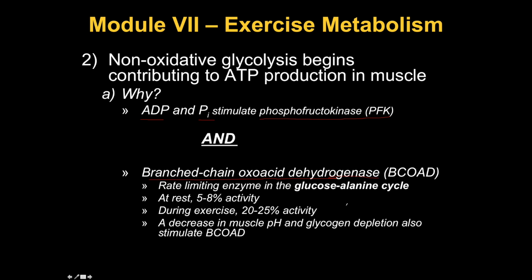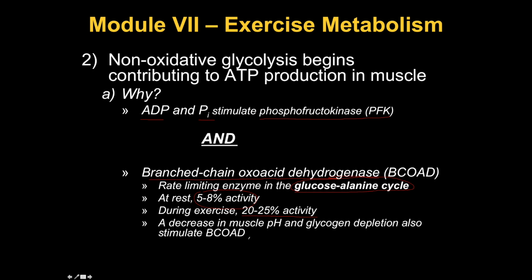This is a very important enzyme that's going to regulate the use of branched-chain amino acids, which are a part of the glucose-alanine cycle, which I've got a diagram of on the next slide. If you recall, we do utilize amino acids for ATP production at rest from the branched-chain amino acids. That represents about 5 to 8% activity. During exercise, branched-chain amino acid use can increase quite a bit, and we get a 20 to 25% increase in activity in the glucose-alanine cycle.